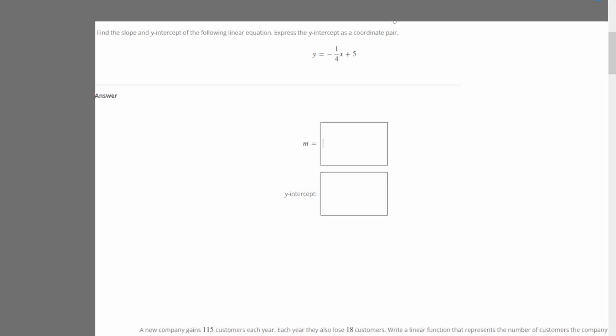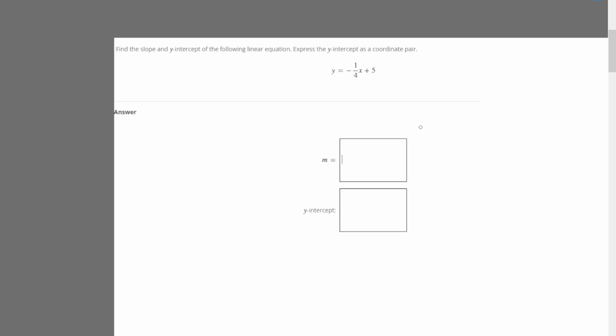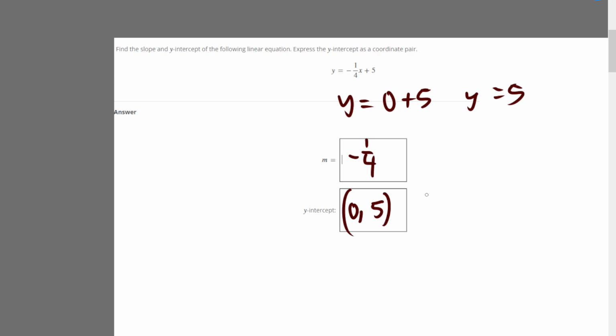So this one is telling us to find the slope and y-intercept on the following linear equation. Express the y-intercept as a coordinate pair. To find the y-intercept, we want to put 0 in for x. Y is equal to 0 plus 5. Y is equal to 5. So (0, 5). We already know that b is 5. B is our y-intercept. And m is this one here. So negative 1/4 is our slope.